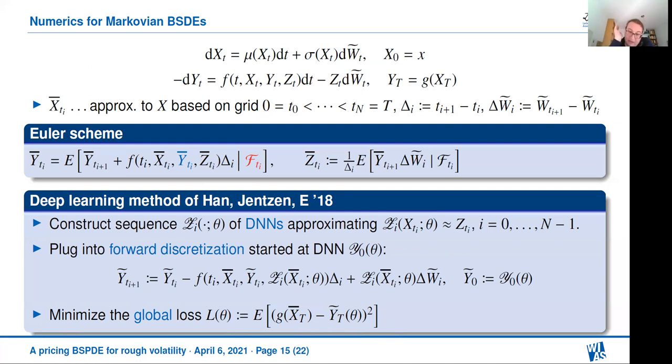And now you take the loss function, which is just the mean squared error between the approximate value Y tilde at time capital T and its actual terminal value. Okay, and then you minimize the loss. And of course, you notice that this is a global minimization problem. So you train all these neural networks at the same time together. So you have n plus one neural networks which you train at the same time. But once you have trained this, you basically have everything. You have solved the PDE.